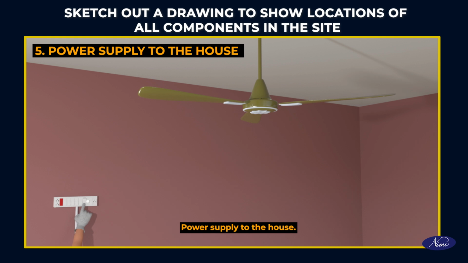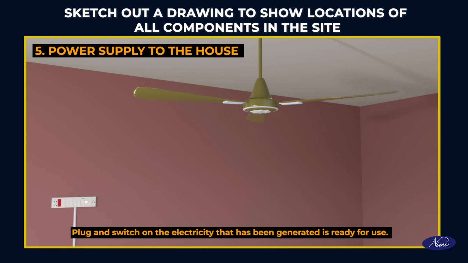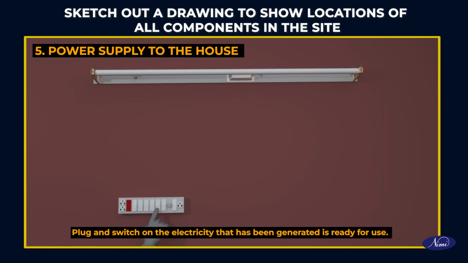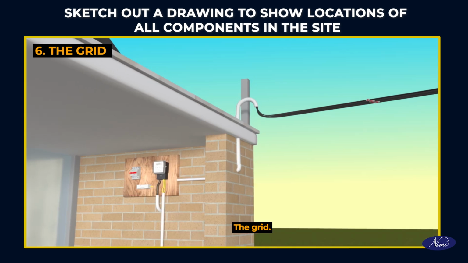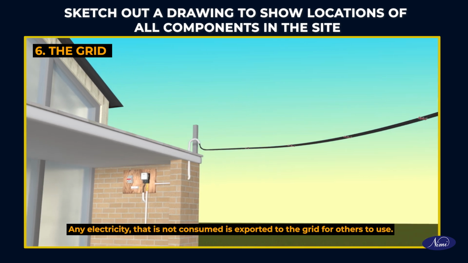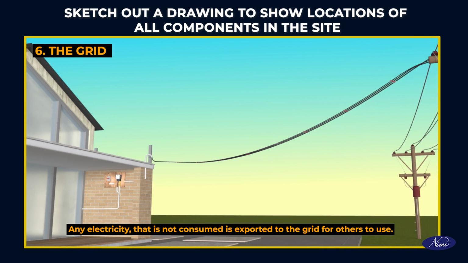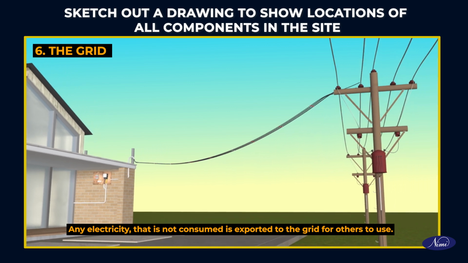Power supply to the house. Plug and switch on. The electricity that has been generated is ready for use. The grid. Any electricity that is not consumed is exported to the grid for others to use.